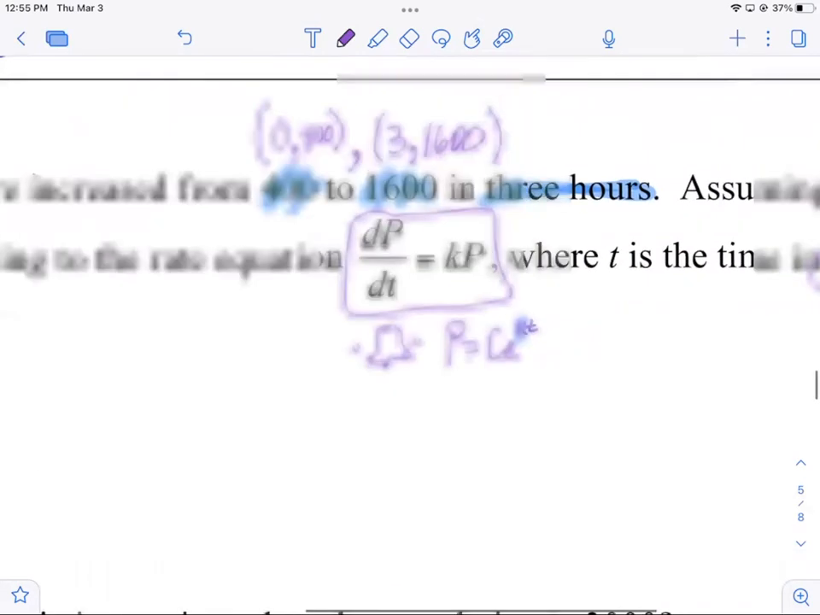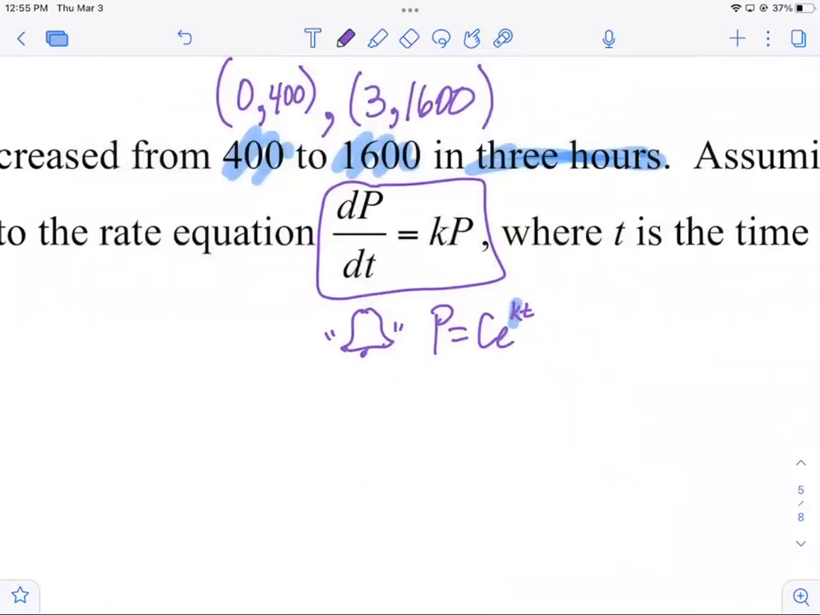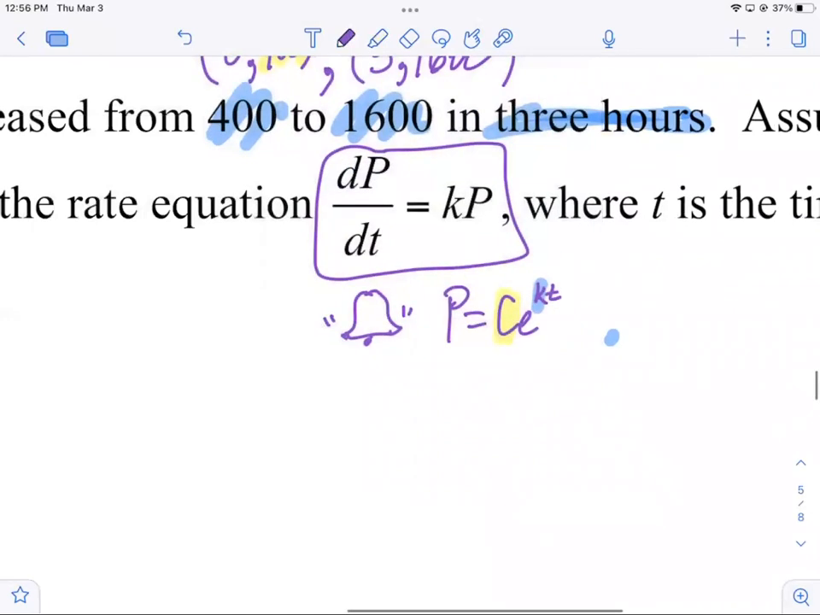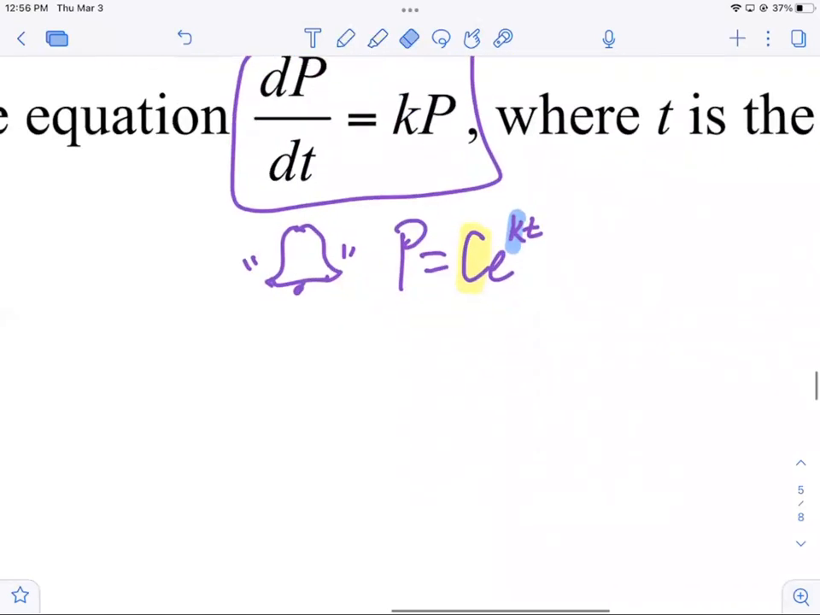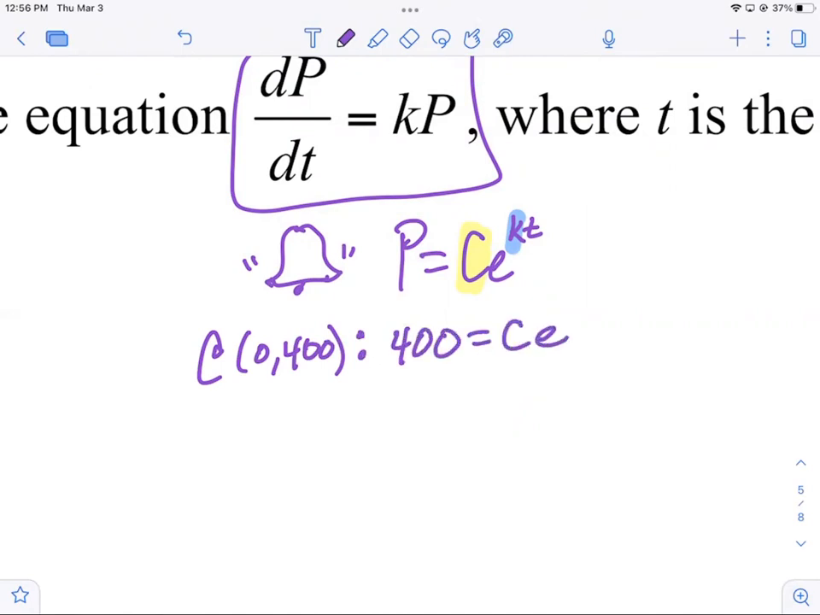Now, all we have to do is plug in. If you're not really sure how to find C, you can plug it in first. We do know the value of C at this point, though, don't we? It should be 400. But let's say you don't know that. If you get that point (0, 400), plug it in first. Here's why. When you plug it in, you get 400 equals C e to the 0 times K, which is 0. And what's e to the 0? 1. So C equals 400.